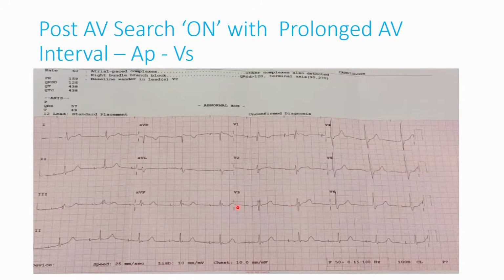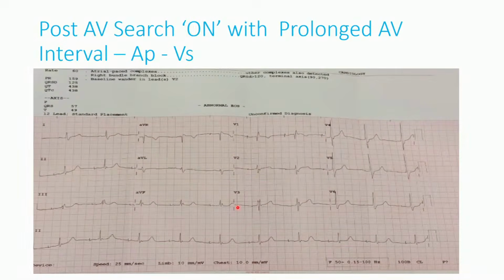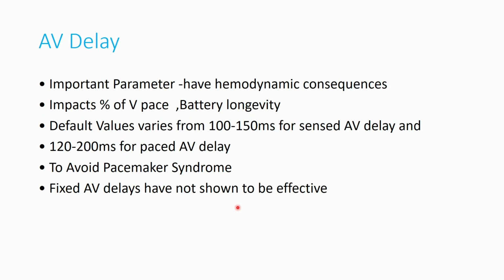worsen the EF, which is 50%, borderline LV dysfunction, and it may worsen the LV function. So the patient, maybe after 1 or 2 years, may develop pacemaker syndrome. So this is the best option where we need to take care. If you take care of the patient at the right time by using the algorithms, it can be taken care of. So the important parameters are hemodynamic sequence and impact, percentage of VPACE, and battery life will also improve. If you avoid unnecessary pacing, battery life will also improve.